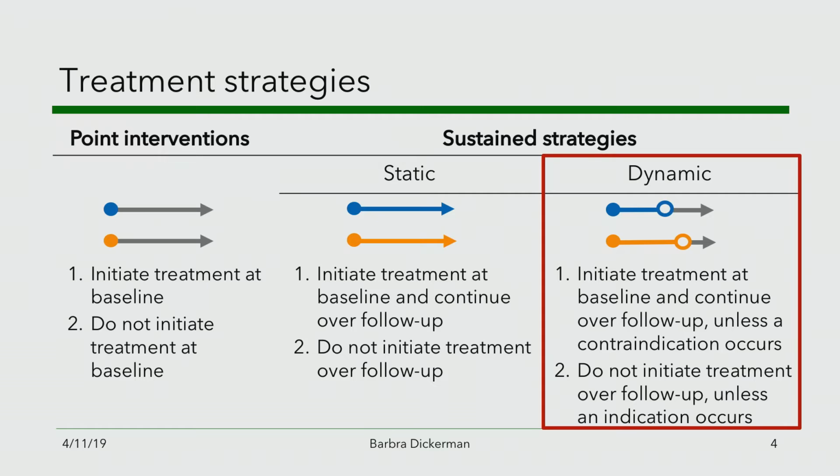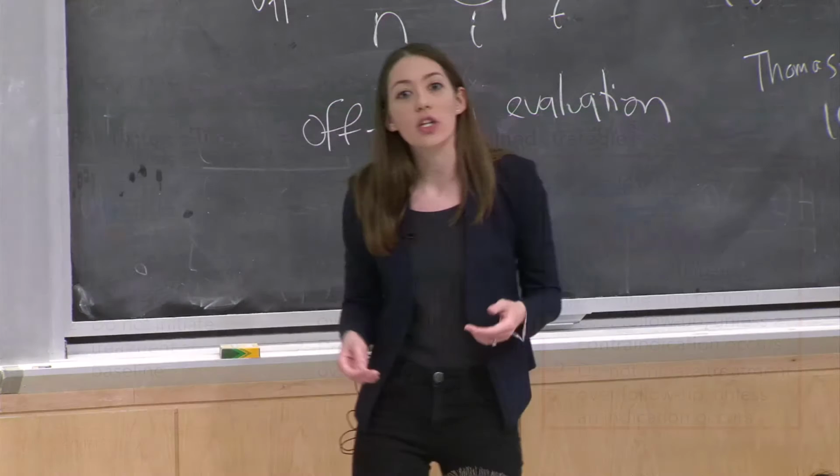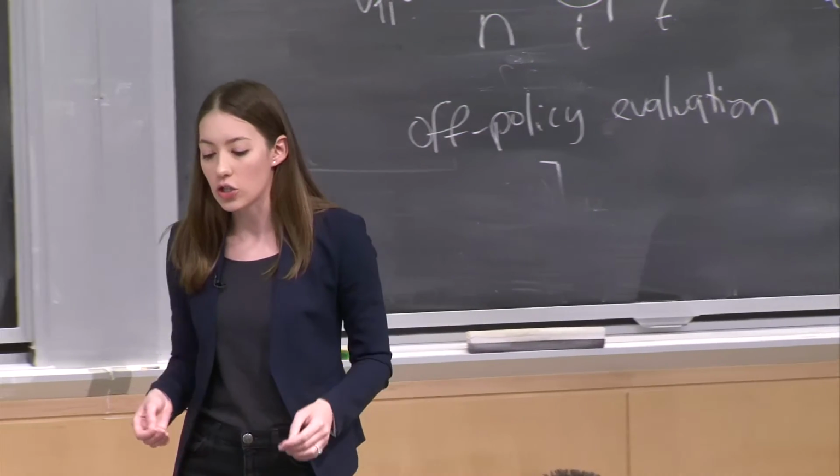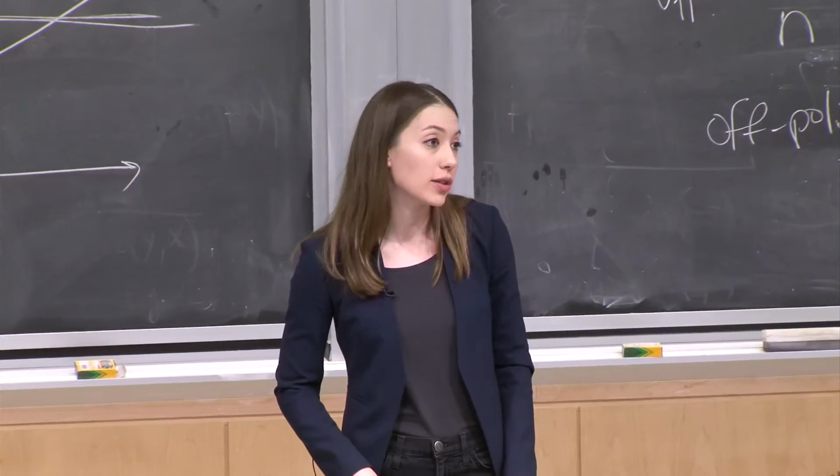And these differ in that the intervention over time depends on evolving characteristics. So for example, initiate treatment at baseline and continue it over follow-up until a contraindication occurs, at which point you may stop treatment and decide with your doctor whether you're going to switch to an alternate treatment. You would still be adhering to that strategy even though you quit. The comparison here being do not initiate treatment over follow-up, likewise unless an indication occurs, at which point you may start treatment and still be adhering to the strategy. So we're focusing on these because they're the most clinically relevant.